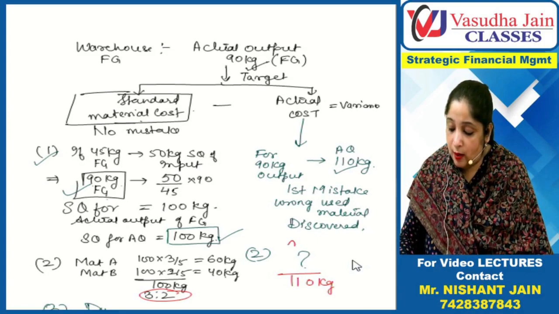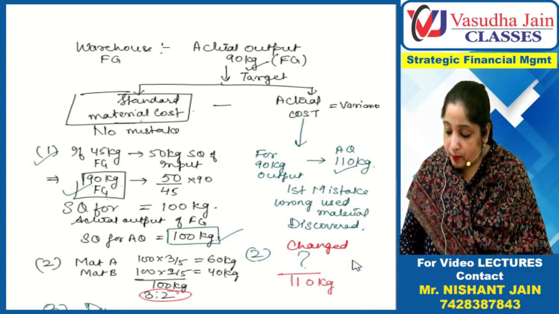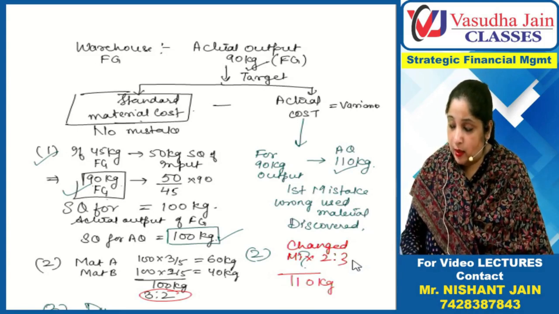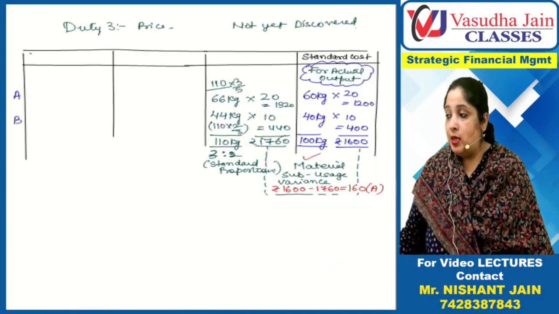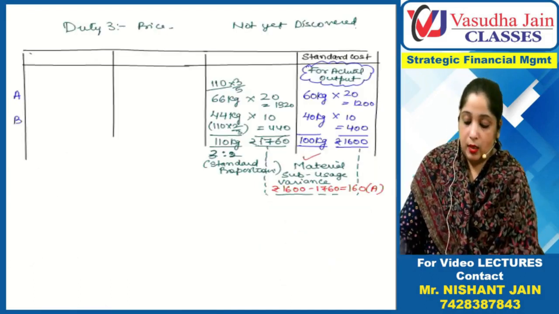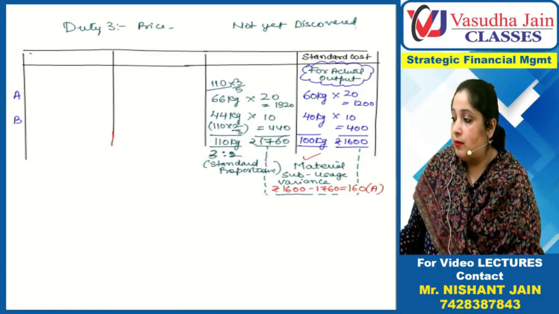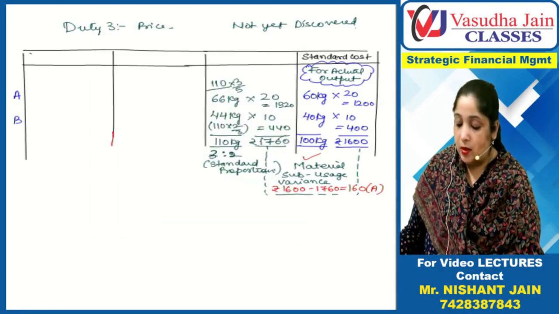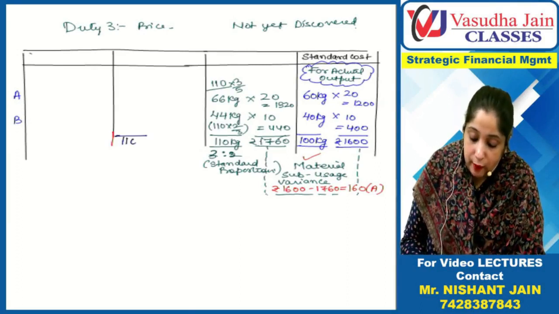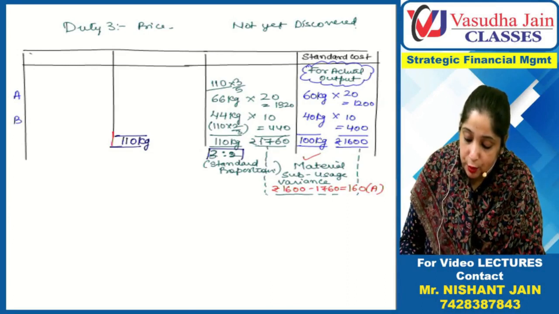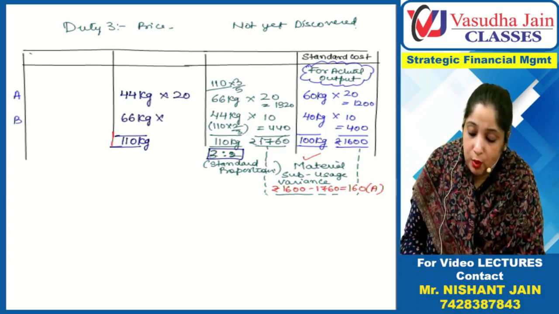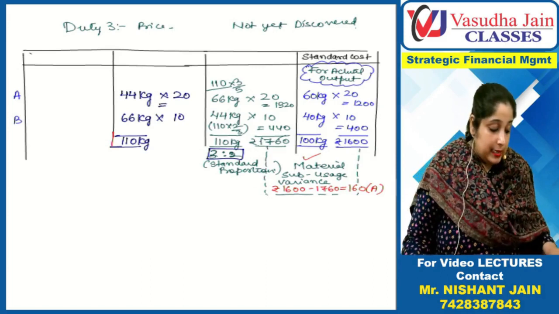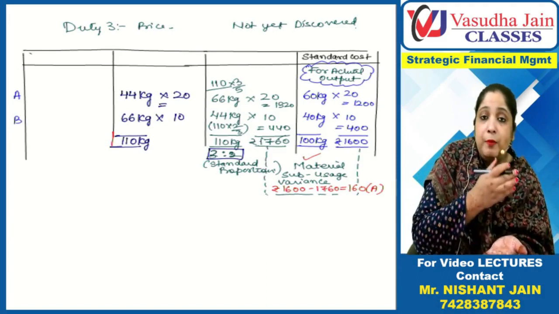That is, they have changed the proportion of mixing. They have done it 2:3, they were told to do 3:2. So now I will acknowledge the second mistake. While acknowledging the second mistake, they have used 110 kg of raw material. Instead of using it in 3:2 proportion, they have used it in 2:3 proportion. That is, here it is 44 kg and here it is 66 kg. I'm still using the standard price because I do not know what third mistake has been done. I just want to analyze in bits and parts.